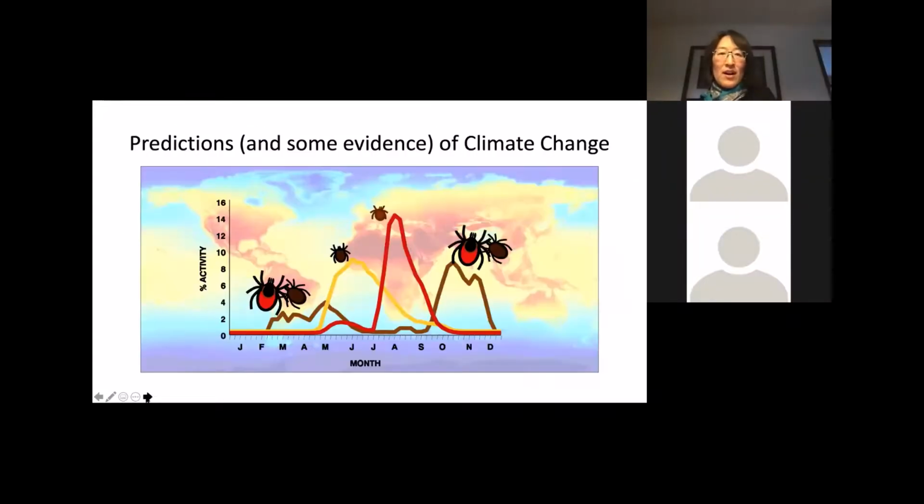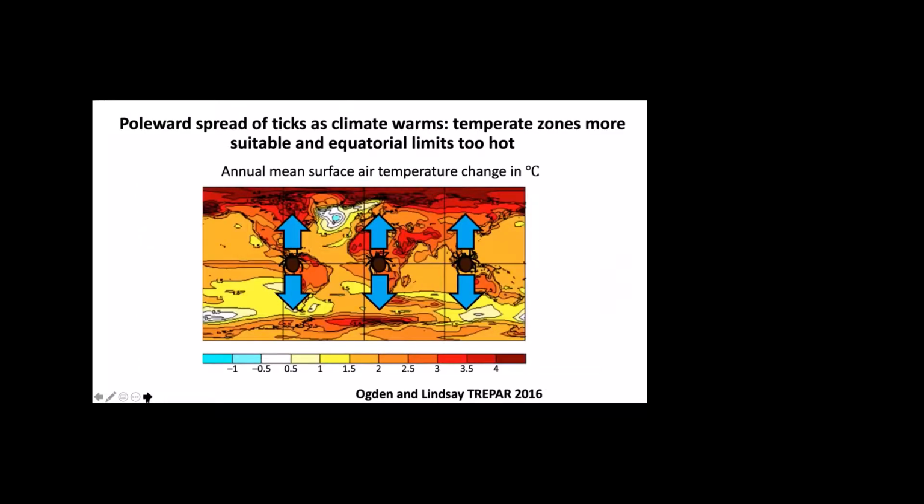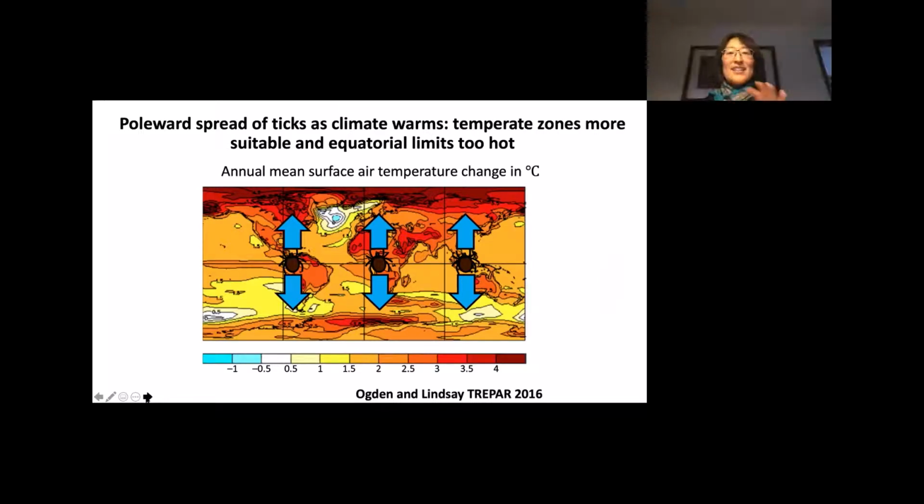Okay. All right. So I will just do the predictions and evidence of climate change. Actually, there's just a few, but it's what you would expect. Ticks are expected to move towards the poles as climate warms. That's because all of a sudden you have areas there where they can survive the summer or longer periods of time, enough time that they physiologically can survive, right? And then they also have time to find a host and potentially molt to the next stage. Equatorial areas, maybe it might get a little too hot for some of those ticks.